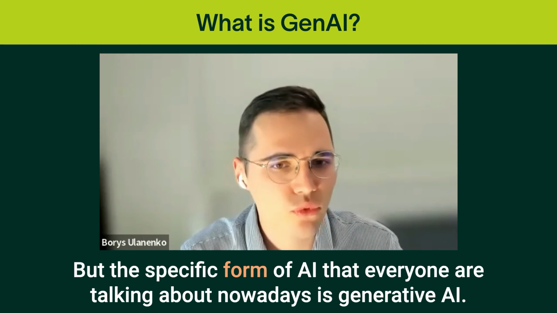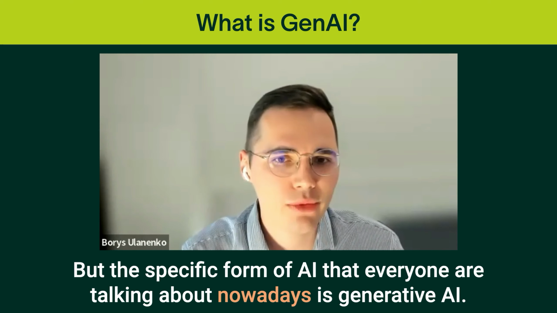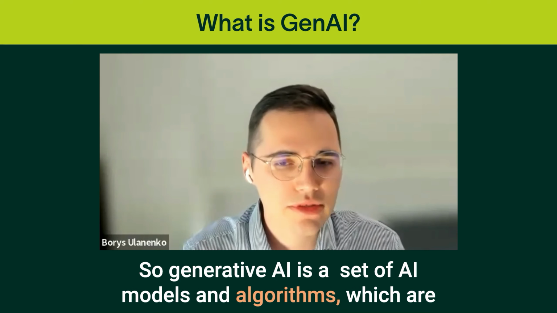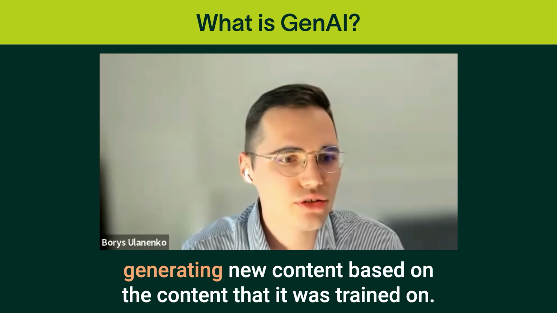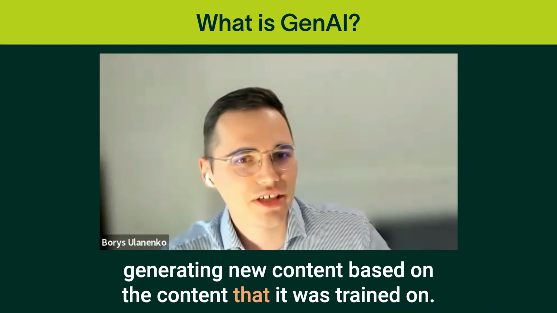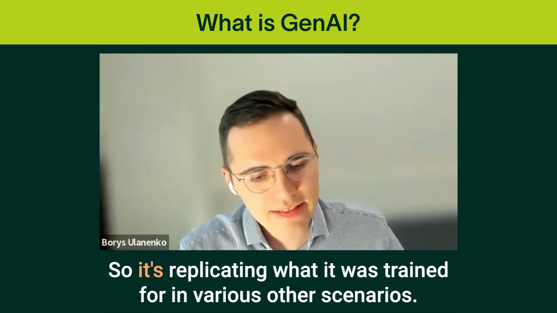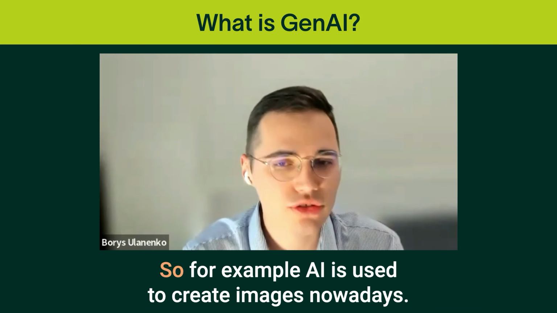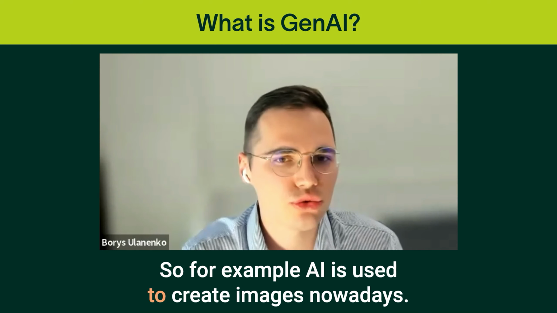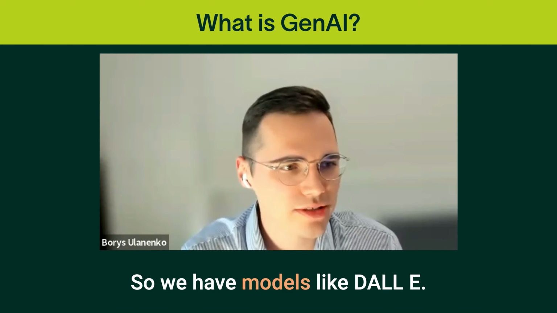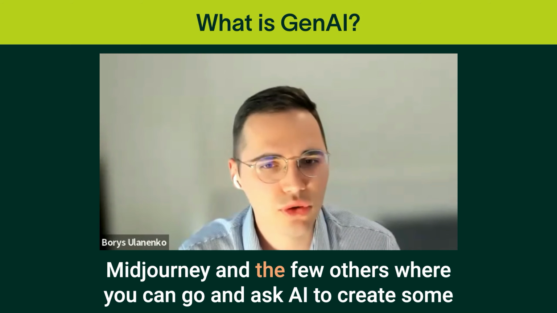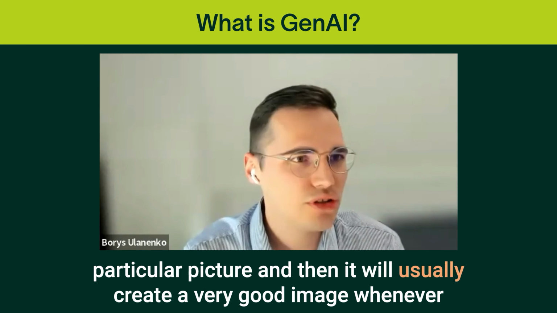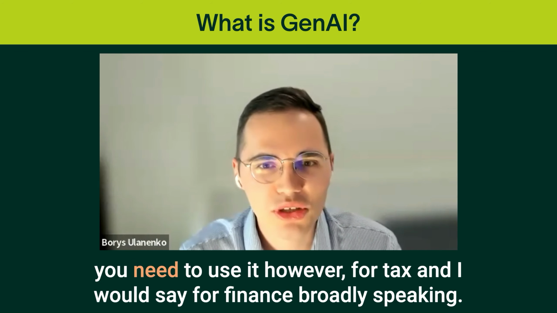But the specific form of AI that everyone is talking about nowadays is generative AI. So generative AI is a set of AI models and algorithms which are generating new content based on the content that it was trained on. So it's replicating what it was trained for in various other scenarios. So for example, generative AI is used to create images nowadays. So we have models like DALL-E, Midjourney, and a few others, where you can go and ask AI to create some particular picture, and then it will usually create a very good image whenever you need to use it.